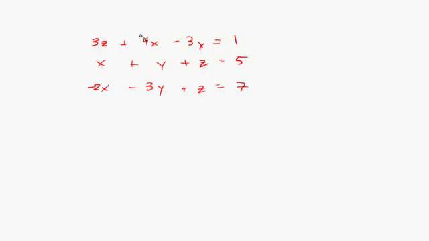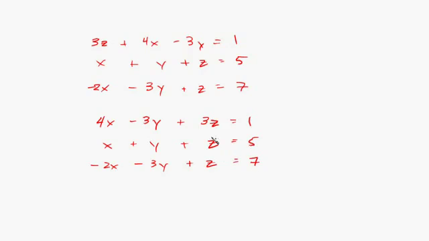Well, you want to get the x's in one column, y's in the next, z's in the last. So in this case here, we can exchange the 4x and put the 3z at the end. That'd be a lot simpler. So you can write 4x minus 3y plus 3z is equal to 1, and x plus y plus z is equal to 5. And this one's already set up, so we can do negative 2x minus 3y plus z is equal to 7.